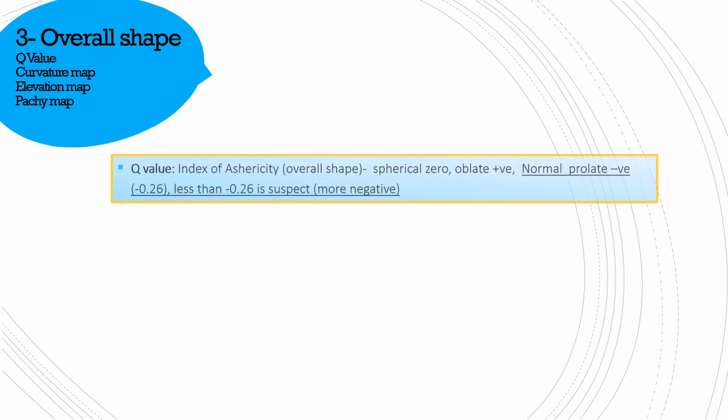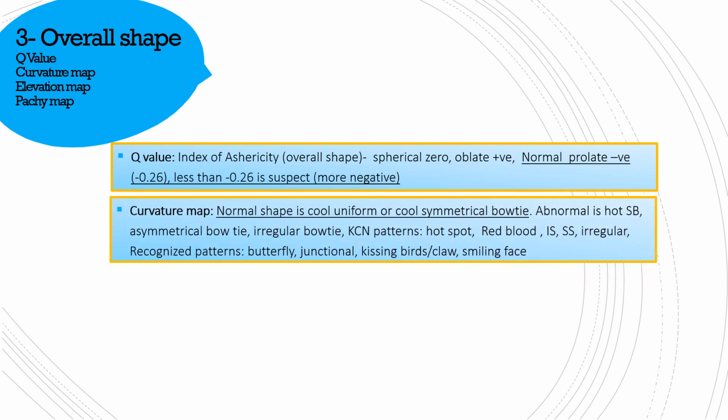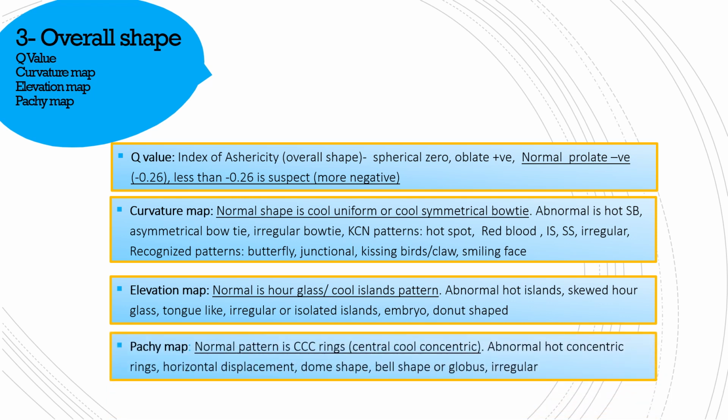The overall shape is evaluated in 4 steps. One is the Q value, which gives you the overall shape of the cornea, whether it's prolate, hyperprolate, or oblate. Then is the curvature maps, then is the elevation maps, and then is the pachy maps. Let's see them one by one.